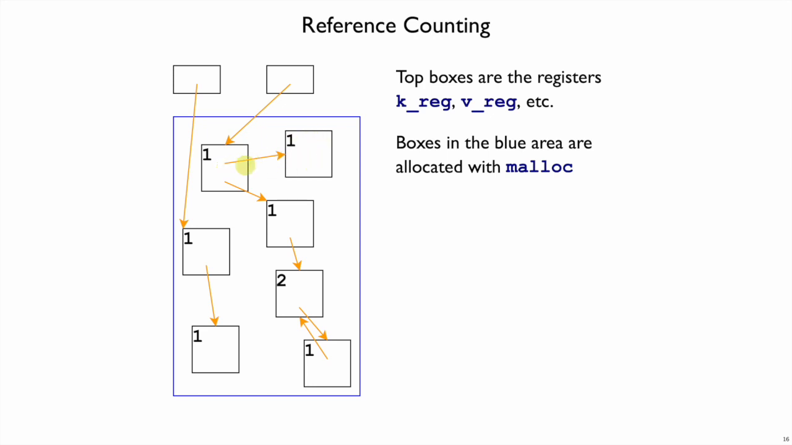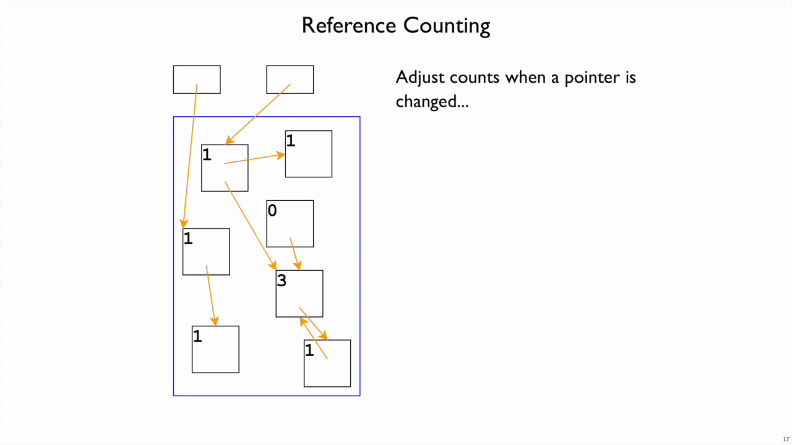So this object has a 1 on it because there's 1 arrow coming in. This object also has 1 on it because there's 1 arrow coming in from the register. But this object down here has 2 because there's a reference coming in from above and also from below. Now let's suppose I change this reference that goes from this object to this other object, and we move that reference, we put this object in that one instead of this. Right? So we're going to move this orange arrow.